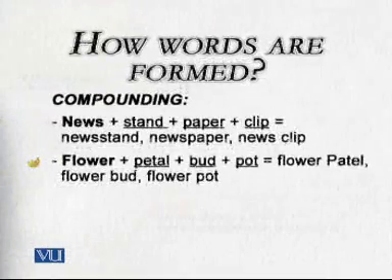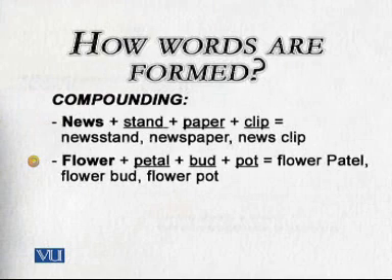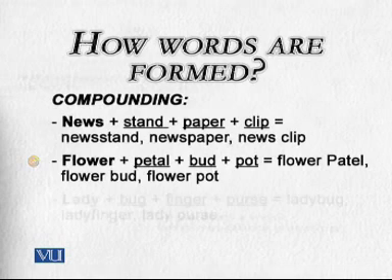Here, we cannot use derivatives. Portmanteau, of course, can be derivatives, but this is called compounding. These are compound words because we are combining full-fledged words. Some more examples. From flower, you can add petal. Flower and petal put together, it's a compound word, flower petal, or flower pot, or flower bed, or flower bud also.